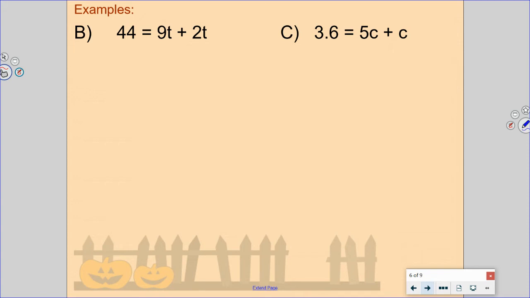Let's go ahead and start with example B. 44 is equal to 9t and 2t. But wait a second. Why write 9t's plus 2t's when you could simply write 11t's? Now, we don't want to know what 11 envelopes of money are.